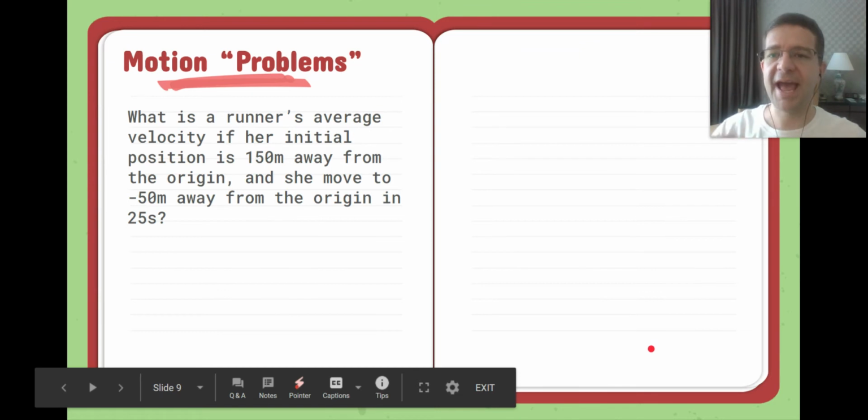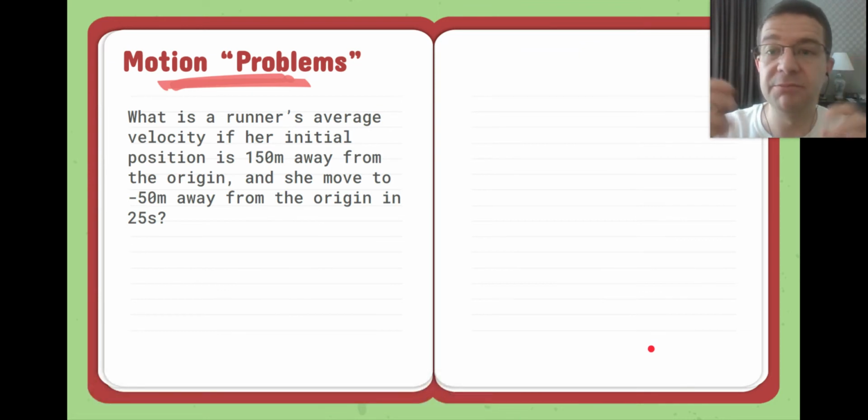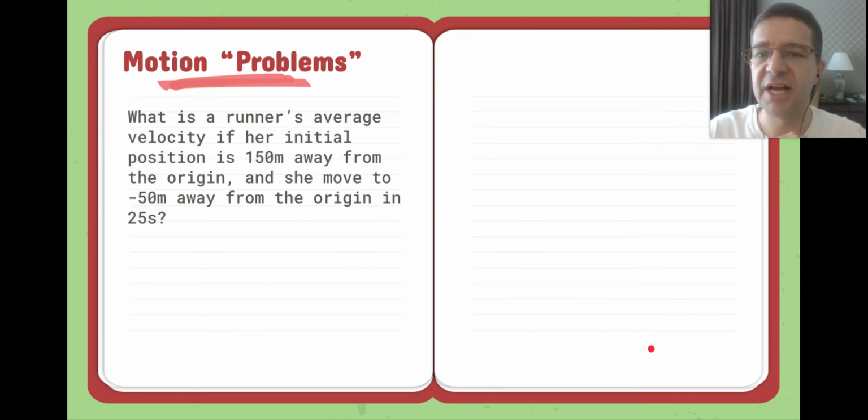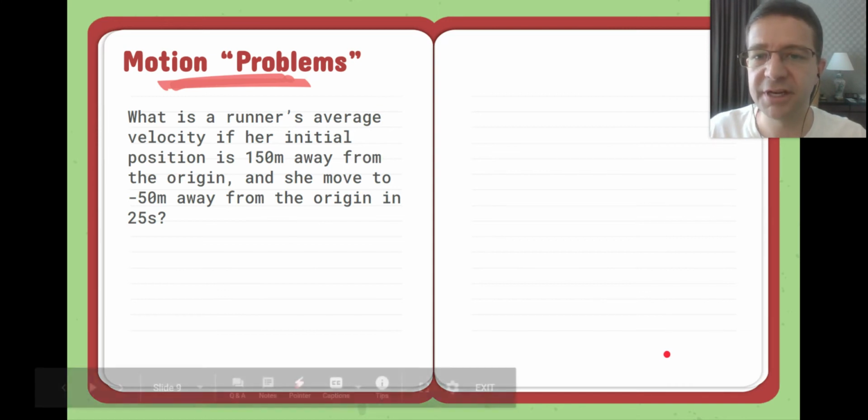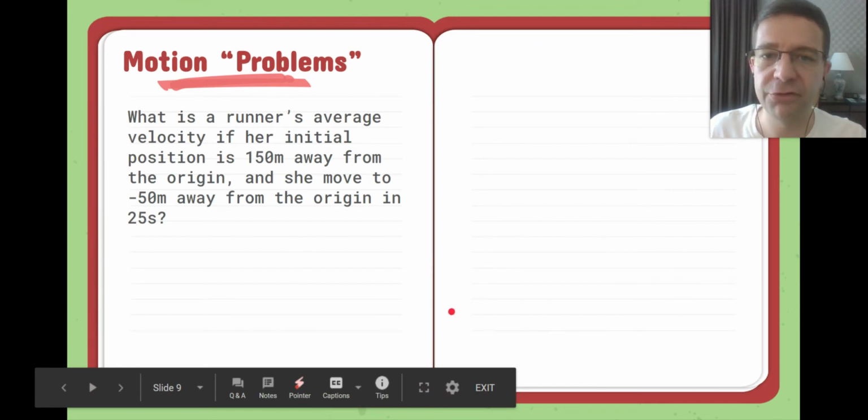Now let's take a look at some motion problems. You'll learn a lot about physics-type problems and how we approach them. So these are a few fairly simple examples. So what is a runner's average velocity if her initial position is 150 meters away from the origin, and she will move to negative 50 meters away from the origin in 25 seconds? I'll go through this one, and you can do the next one on your own.